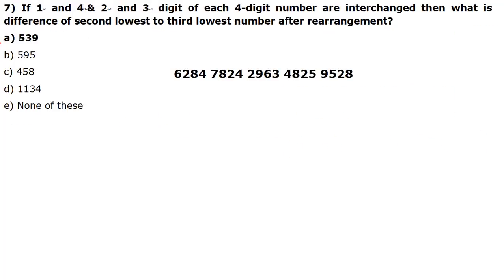Let's check out the next one here. The next one is: if the first and fourth and second and third digits of each number are interchanged. See here what they are doing. They are interchanging the first and fourth digits and the second and third digits. So the first and fourth has to be swapped, this has to be here, and this has to be at this place.